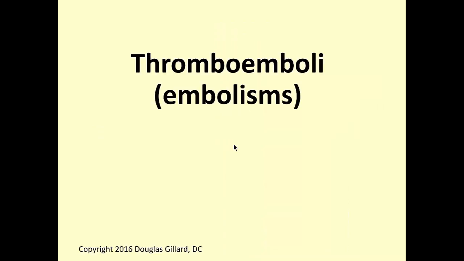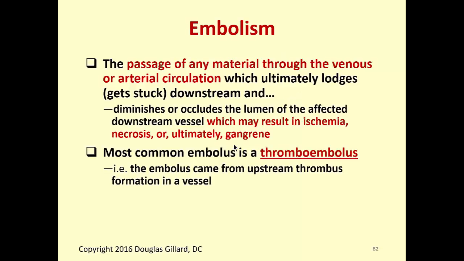Thromboemboli. Let's talk about it. So embolism, it's the passage of any material through the venous or arterial system, which will lodge or get stuck downstream. It diminishes or occludes the blood flow, which causes, of course, ischemia, necrosis, hemosiderin stains, and ultimately gangrene, venous ulcers, and then gangrene. Most common emboli is called a thromboemboli.